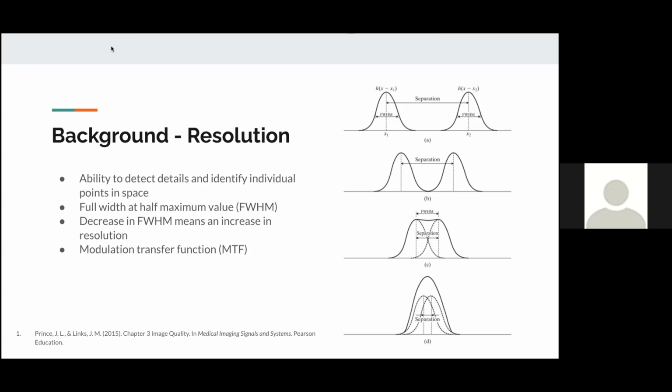Another way to measure the resolution is using the modulation transfer function, which is the smallest separation value between two adjacent maxima or minima, in a sinusoidal input, that can be resolved in the image. In our project, we will use the full width at half maximum value to determine best resolution with the kernel filters.